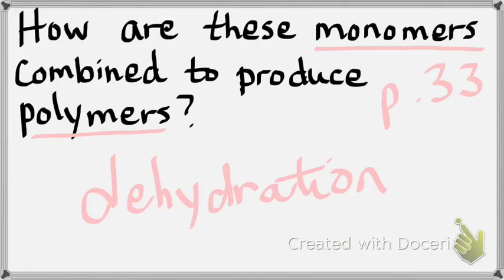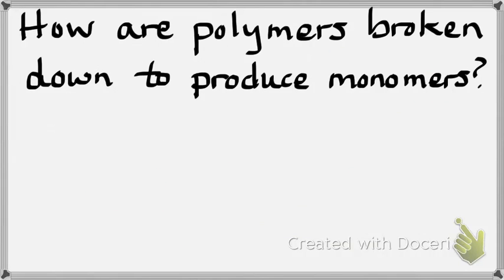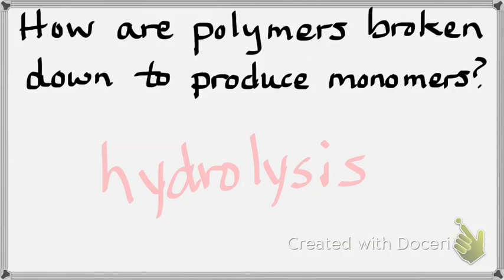So this question is written very generally. If you don't like the word monomers, you could use the word building blocks. How are building blocks combined to make bigger molecules? You like it better that way. And so what is the answer? How are building blocks in cells built together to make bigger molecules? Dehydration. It's the same every time. Okay, here's the reverse question. How are the big molecules broken back down into the building blocks? Hydrolysis. Good. Very good. And it's the same every time. Doesn't matter if I'm breaking down a carbohydrate or a protein or a lipid. It's always hydrolysis.